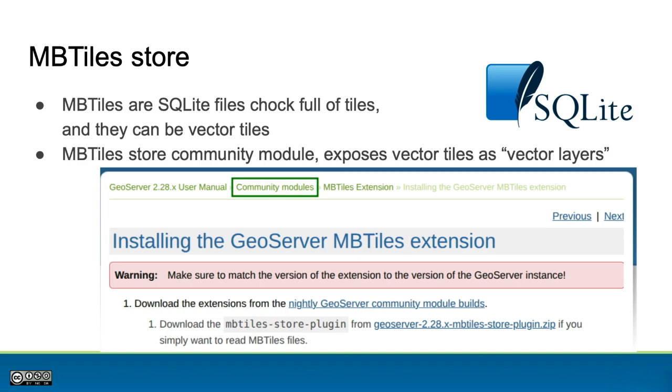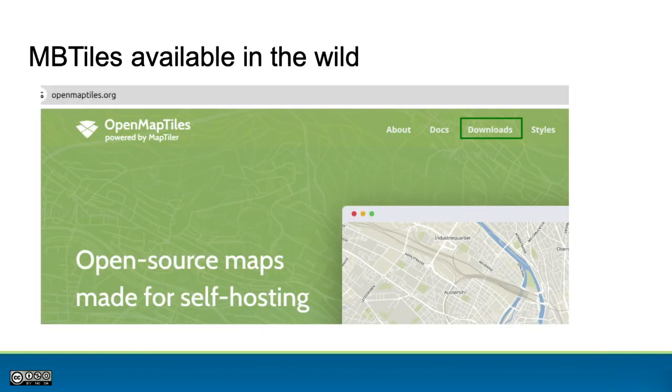So to begin with, we've got this MBTiles store. MBTiles is an SQLite database that is full of tiles, and they can be vector tiles. This is a community module in GeoServer, and it actually exposes the vector tile layer as a vector layer. So on the fly, it stitches all the features back together so the normal GeoServer WFS and other things can work. It's a really interesting approach. You can use GeoServer to break everything up into tiles, and you can also use GeoServer to stitch everything back together.